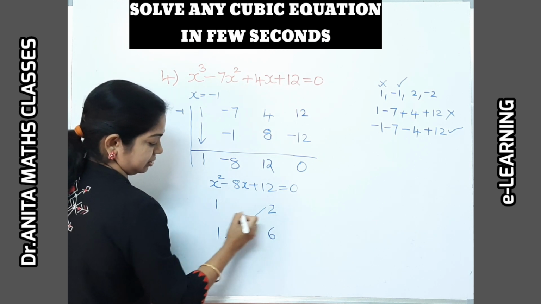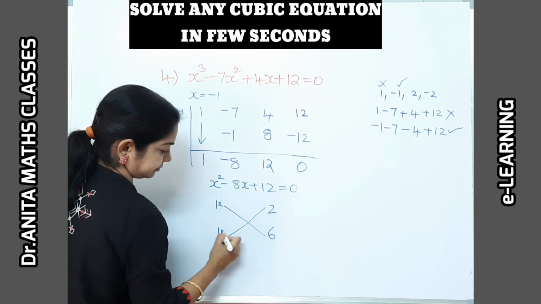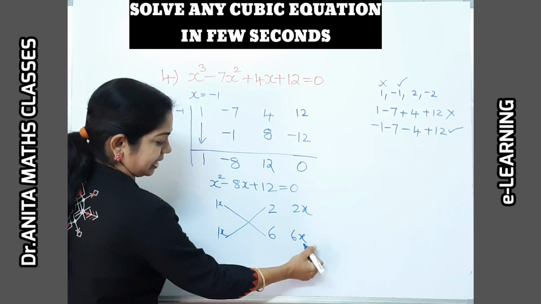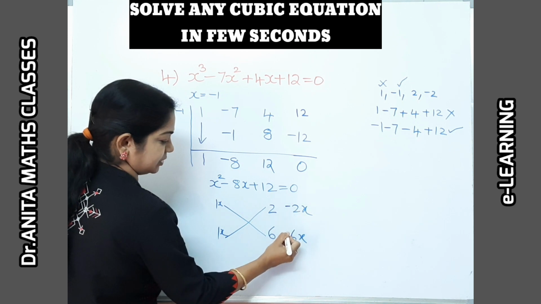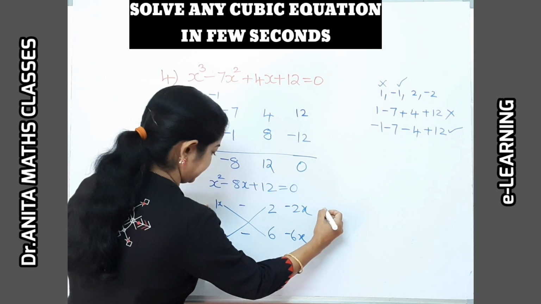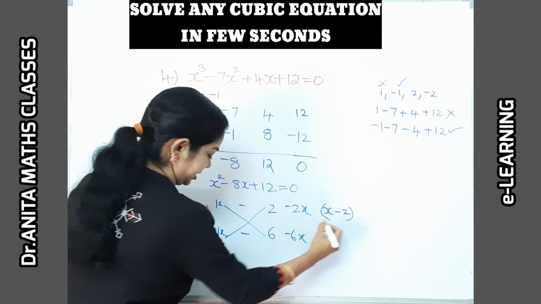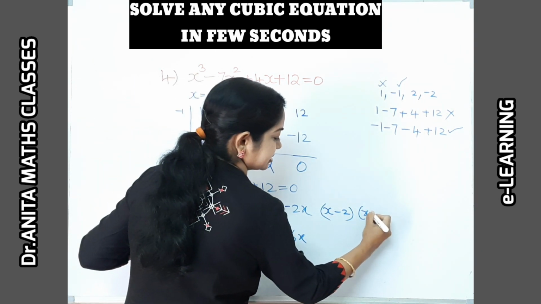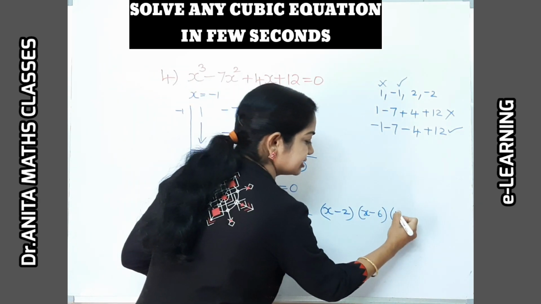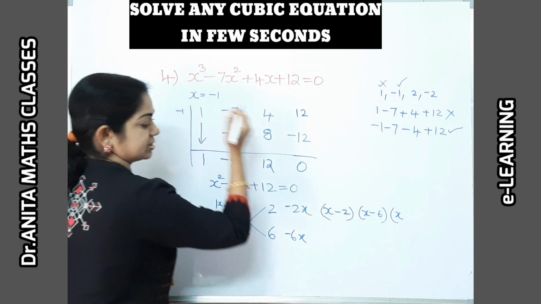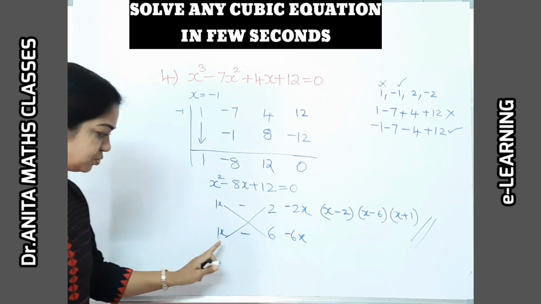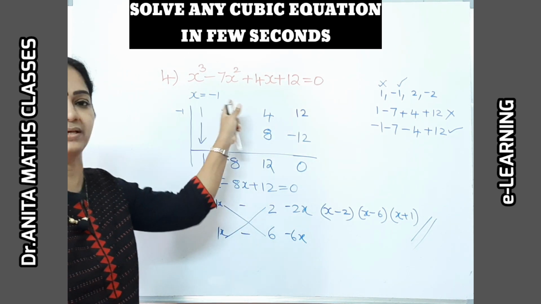Okay. So cross multiply. Now this comes to 6x and this comes to 2x. So 2x and 6x. We got negative signs we can keep, both negative we have to take because this is minus 8x. So this comes to x minus 2 and this is x minus 6. But we have another one, that is x is equal to minus 1. We got it already. If you shift this one to this side, it comes to x plus 1. So the factors are x minus 2, x minus 6 and x plus 1.